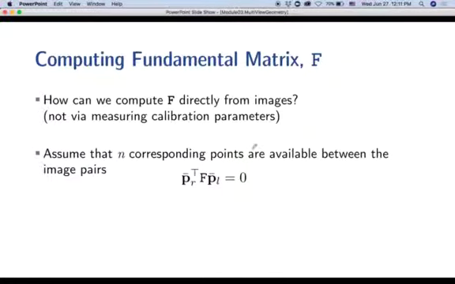If I'm given n corresponding points between the two images, so I have image 1 and image 2, and I say this point is the same as that point, and this point is the same as that point, and so on.